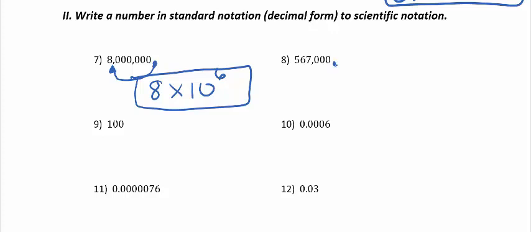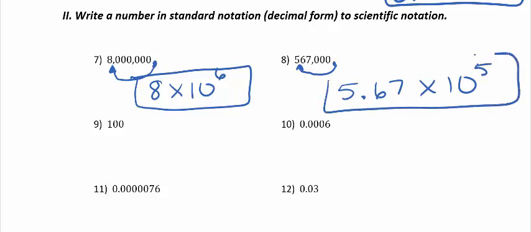567,000, the decimal is at the end. We're going to move the decimal right in between the 5 and the 6, and we're going to rewrite this as 5.67 times 10, and we move the decimal 5 places to the left, so this is going to be a positive 5 power. Again, I look at this as a big number is going to have a positive power when it's in scientific notation.